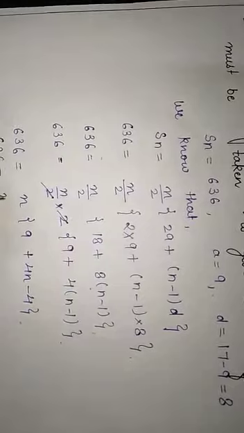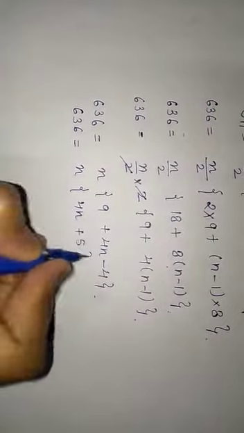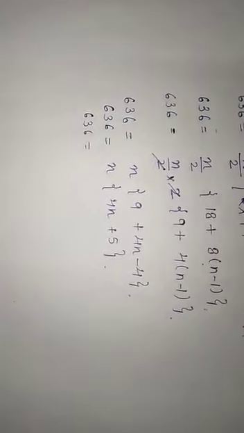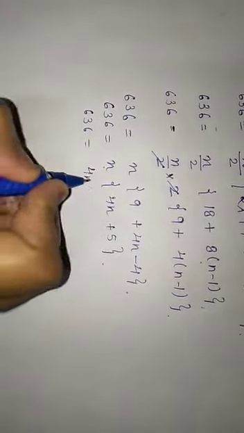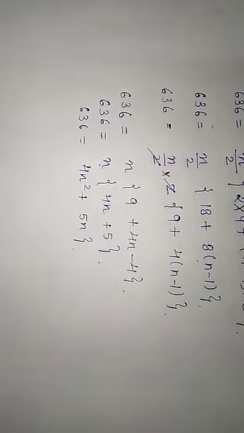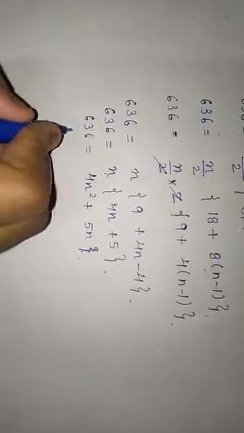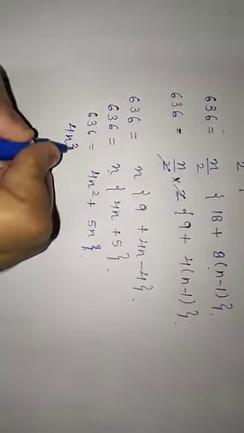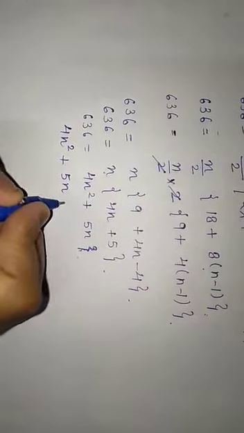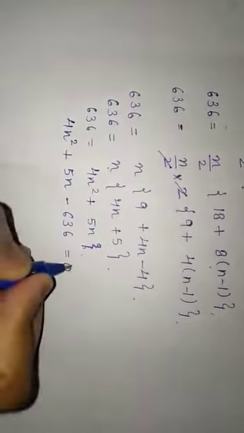So 636 equals n into 4n, 9 minus 4 is 5, plus 5. Now open the bracket, then we have n into 4n is 4n square and 5 into n is 5n. So our quadratic equation is 4n square plus 5n, taking 636 to the right side, it becomes negative, minus 636 is equal to 0.